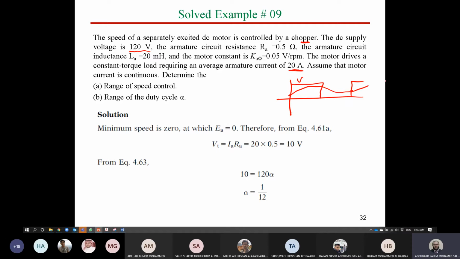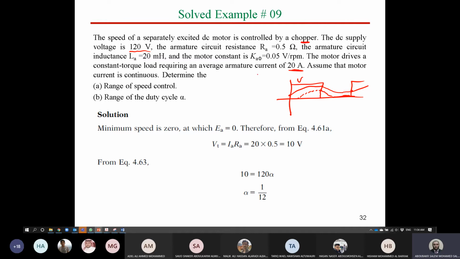This is called continuous current. However, if we work in discontinuous mode, we cannot apply the relation of the continuous case. Discontinuous mode means, for instance, current starts from here like that and ends at that part and continues as 0. This is called discontinuous mode of DC chopper. We are not going to consider this case in our classes, just for simplicity. So now we are going to consider the continuous case.